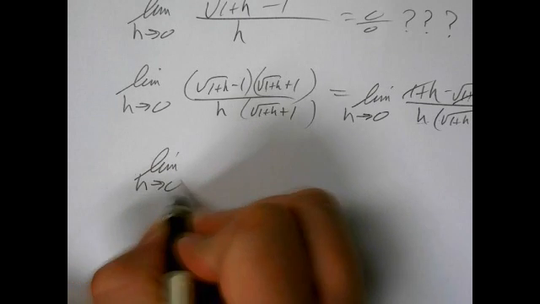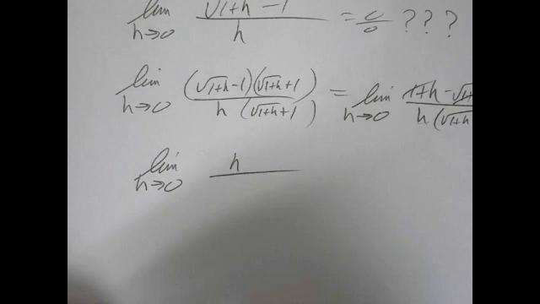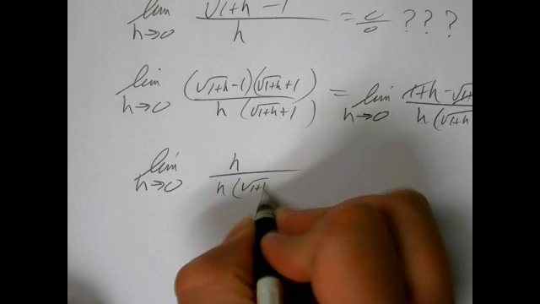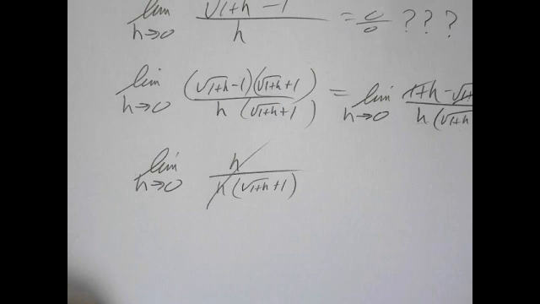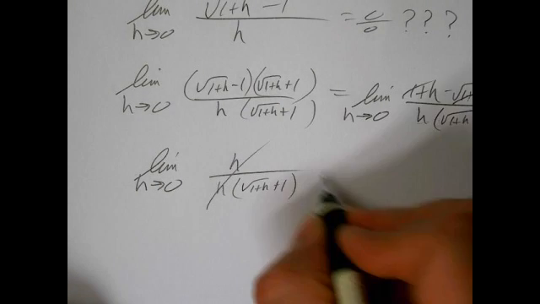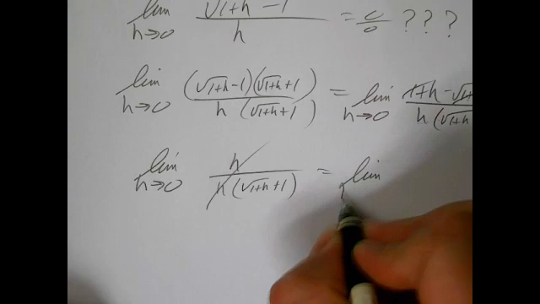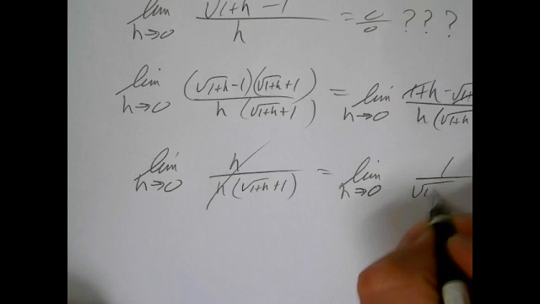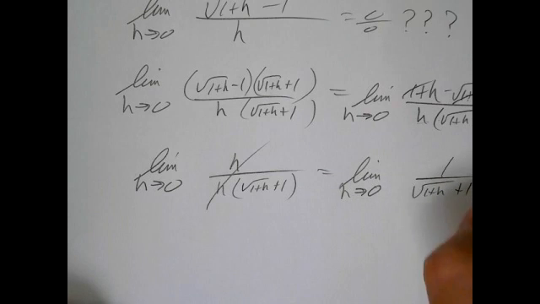As h approaches 0, on top there's nothing but an h. On the bottom, there's an h times the square root of 1 plus h plus 1. The h cancels. That leaves us with the limit as h approaches 0 of 1 over the square root of 1 plus h plus 1.